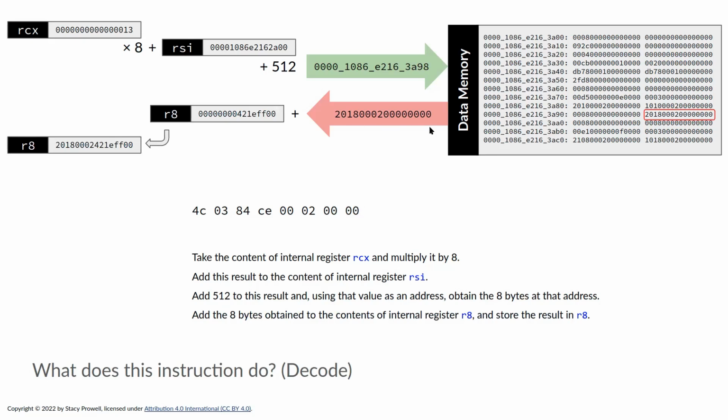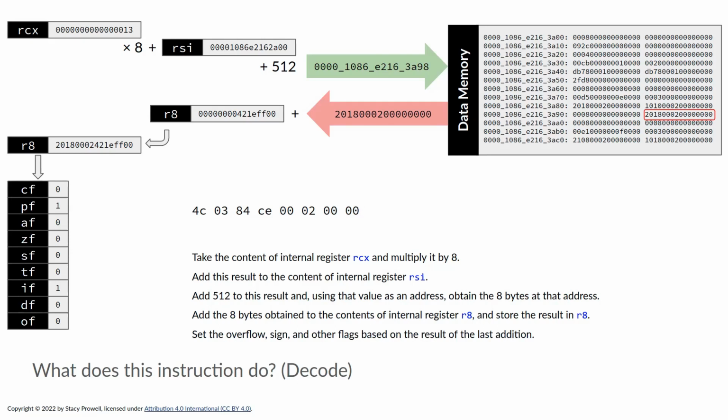Add the 8 bytes obtained to the contents of the internal register R8. So we take this value, we add this to it, and we end up with this value. There you go. 8 bytes: 1, 2, 3, 4, 5, 6, 7, 8. So it's a lot to do, but we're almost done.